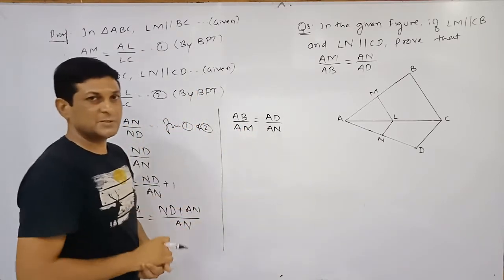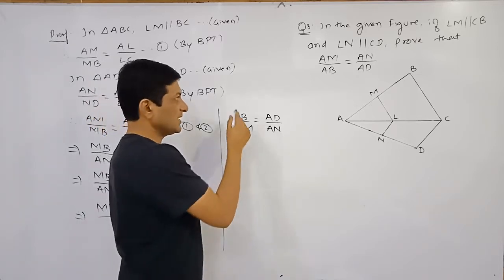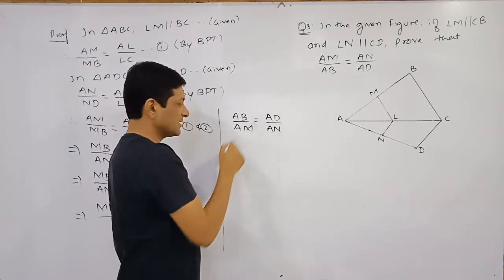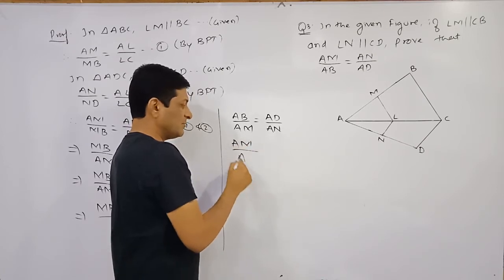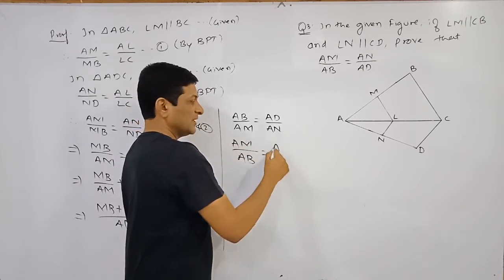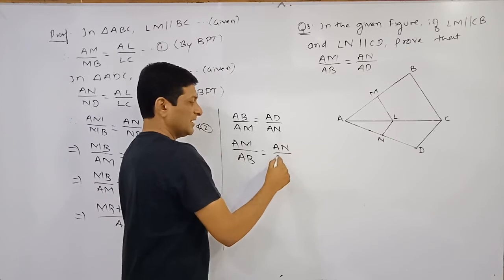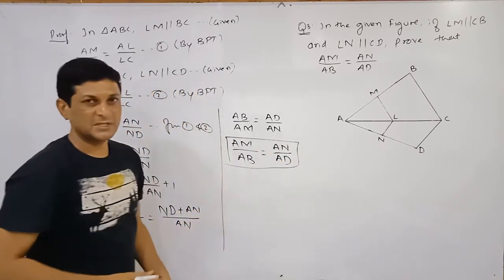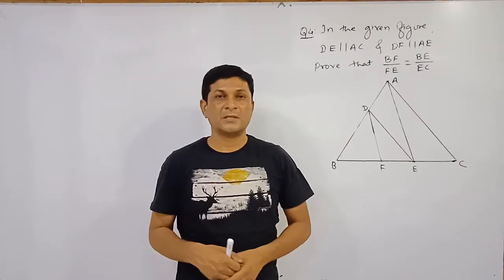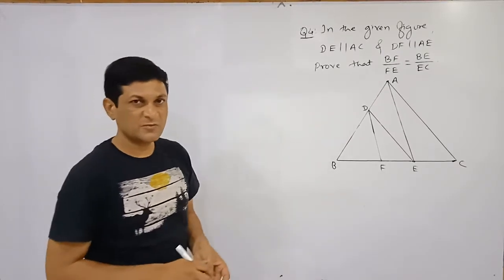Now we are taking reciprocals on both sides. So take the reciprocal to get our required result. Again, if we are taking the reciprocal, here we will get AM upon AB will be equal to AN upon AD. And this is our required result which we have to prove here. So now we are solving question number 4.